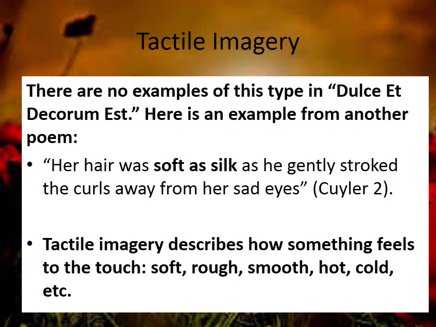Tactile. Now that is something that we actually can feel with our fingers, our hands, our skin. So her hair was soft as silk as he gently stroked the curls away from her sad eyes. So soft as silk is the way it felt to his touch. So we think about things that we can feel: soft, rough, smooth, hot, and cold.